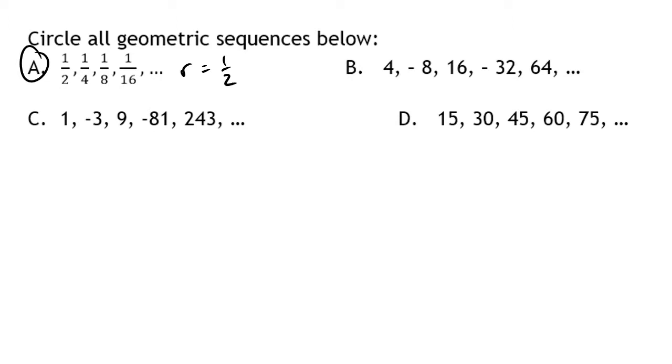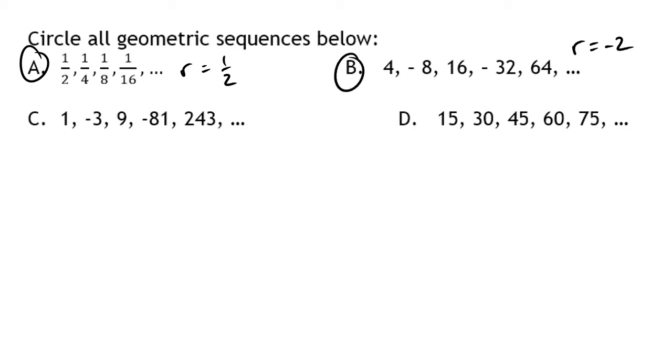For B, when I look at it, 4, and then I go to 8, 16, 32, 64. There is a common ratio there, and it would have to be -2, right? Because I'm alternating between positive and negative. So 4 times -2, 8 times -2, 16 times -2, etc. So this is also geometric.